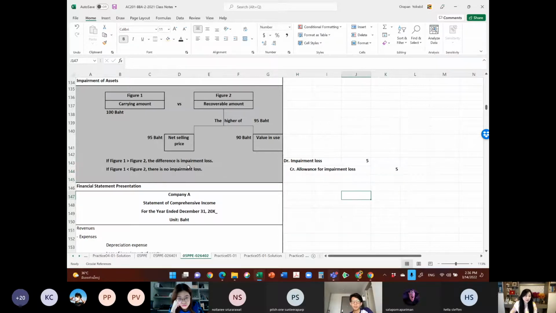Like that. Okay, so this is the example. Suppose that this is 105, let's say. The higher would then be 105, so for this case, there's no impairment loss. Okay, so this is the calculation and the recording.